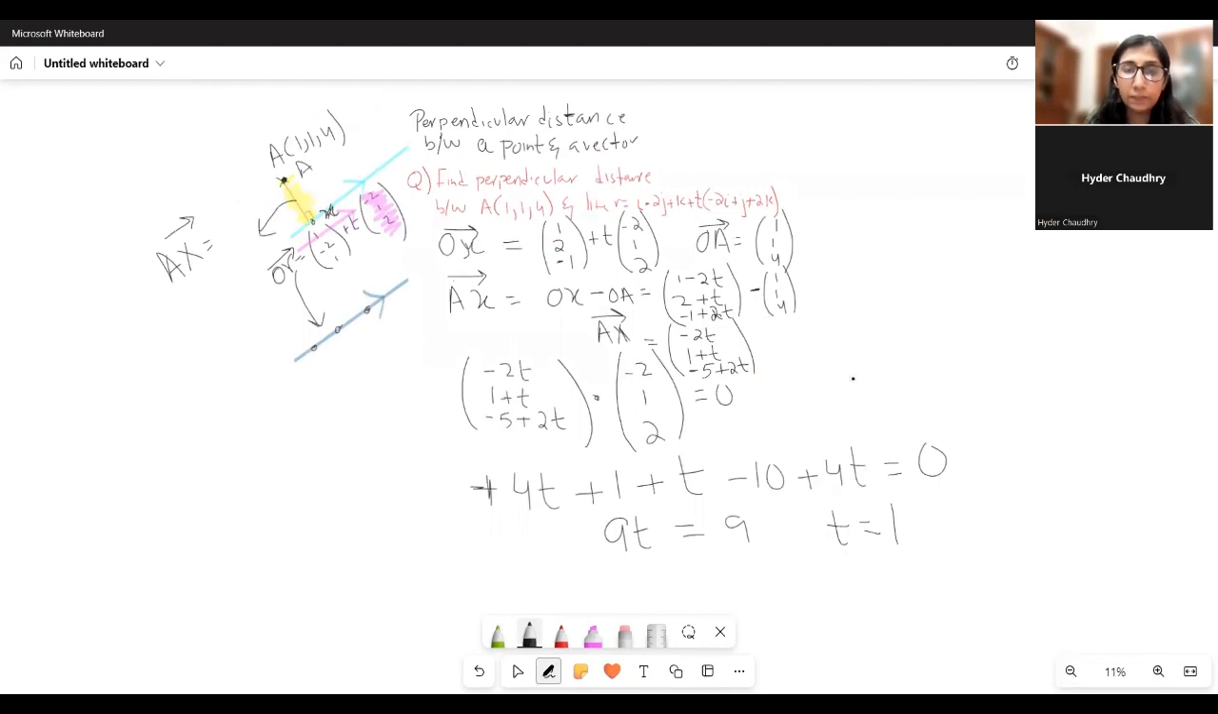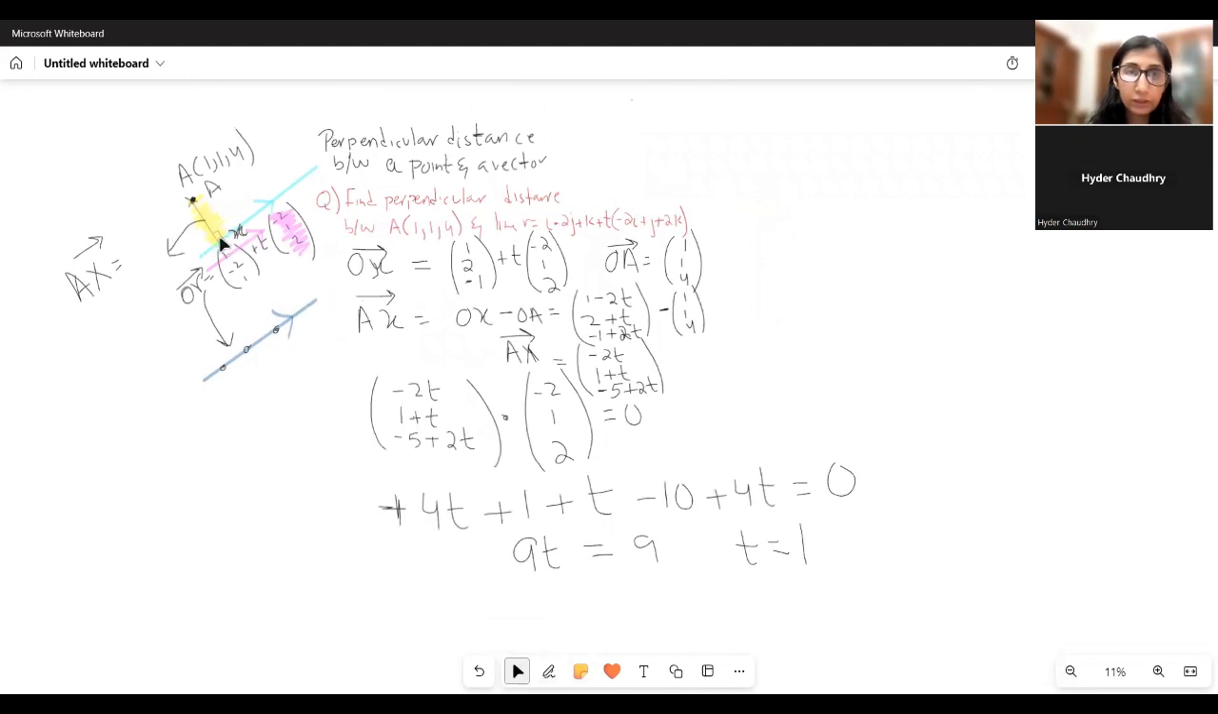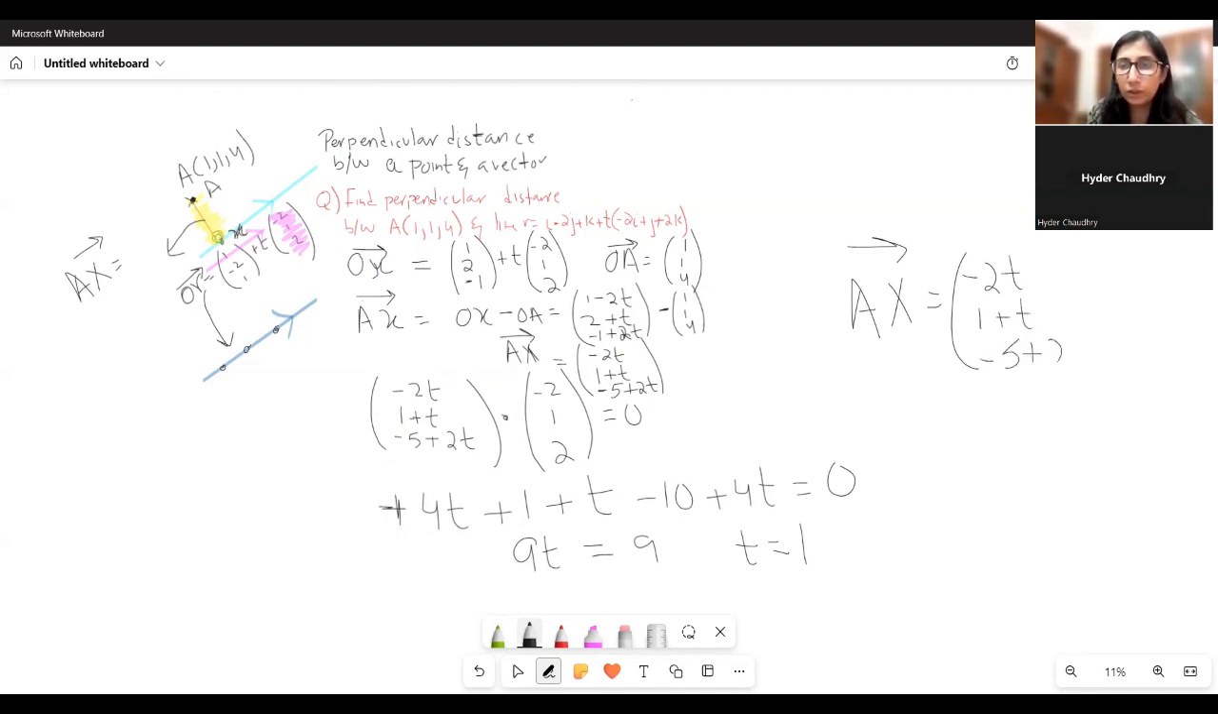Yes, ma'am, t is 1. So when t is 1, we're talking about this foot here. Only t equals 1, not any other point. This is the exact coordinate of the foot of AX, t equals 1. So that means now we can find the vector AX and take its magnitude. AX was minus 2t, 1 plus t, and minus 5 plus 2t. We're going to substitute the value of t here and then take the magnitude. So that's going to be minus 2, 2, and minus 3.